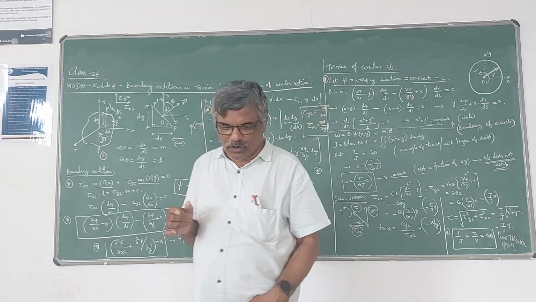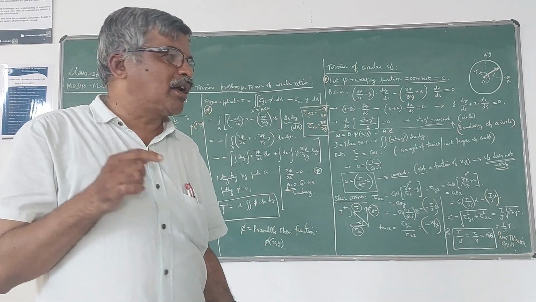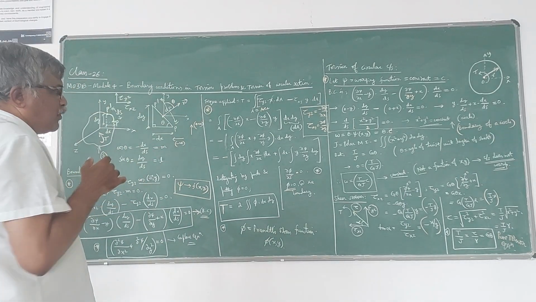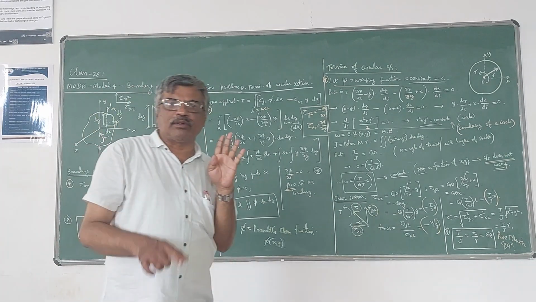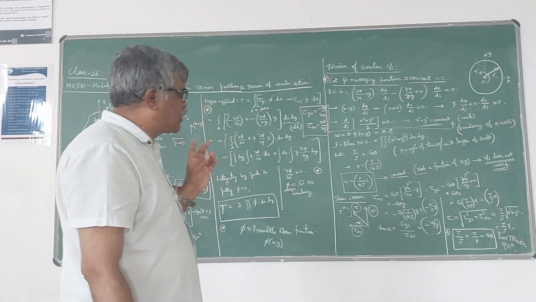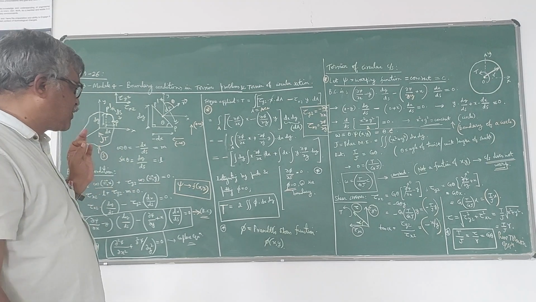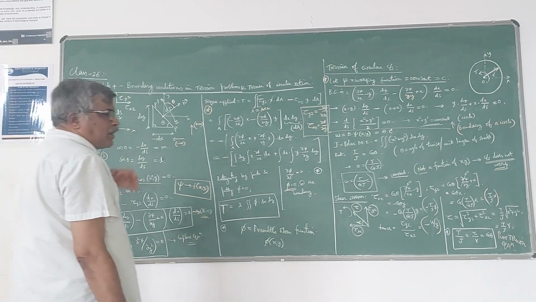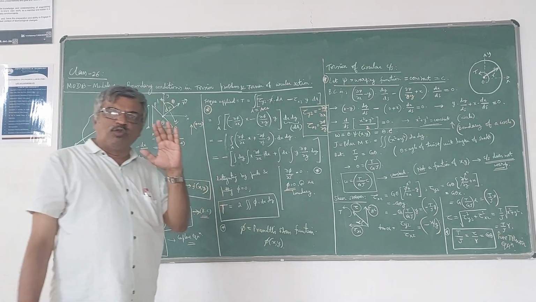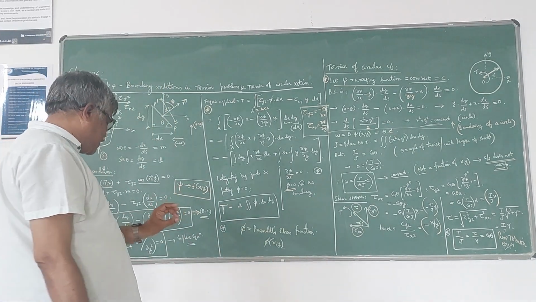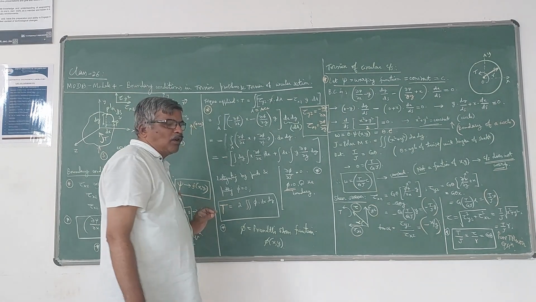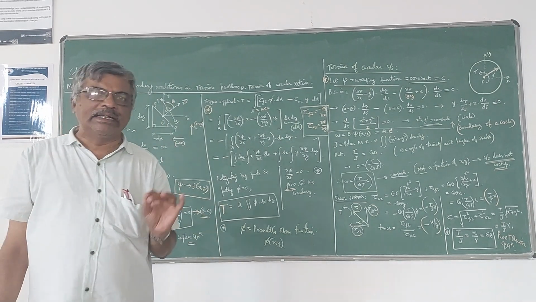So please note that in the case of any problem on torsion, you can observe that 4 stress components will be 0: sigma x 0, sigma y 0, sigma z 0, tau xy 0. Only tau xz and tau yz exist. Similarly, 4 strain components will be 0: epsilon x 0, epsilon y 0, epsilon z 0, gamma xy 0. Only gamma xz and gamma yz exist.